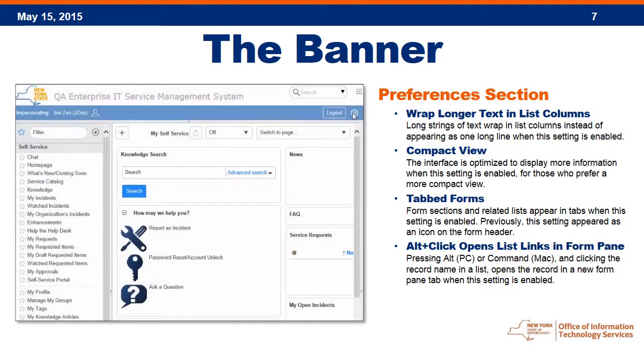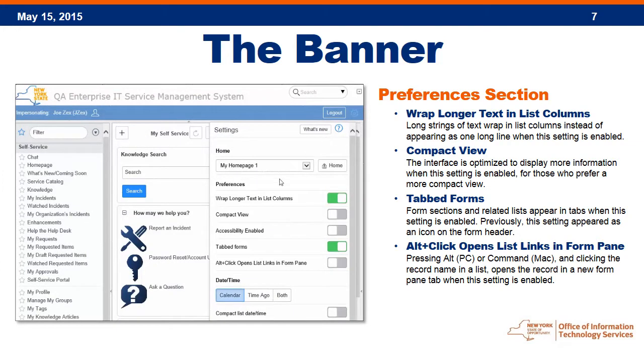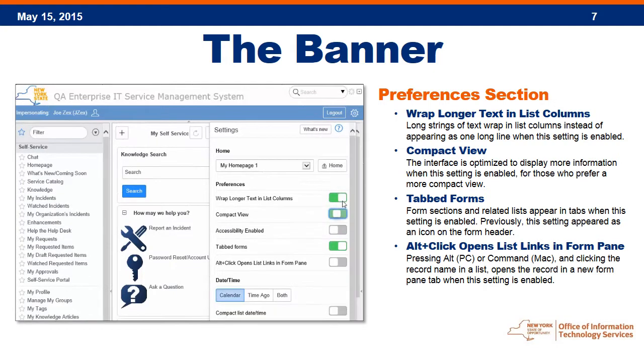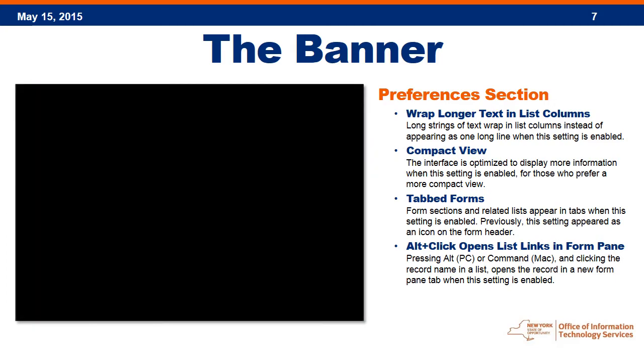Under the Preferences menu, you will be able to change your views in ServiceNow. You can turn these features on and off by simply clicking on the slider icon. When the icon is green, the function is turned on, and when the icon is gray, the function is turned off. On the right-hand side of this slide, you will see a brief description of each of the preferences.